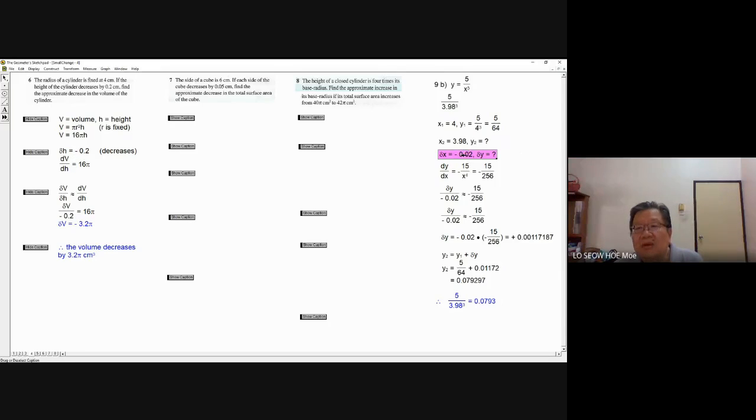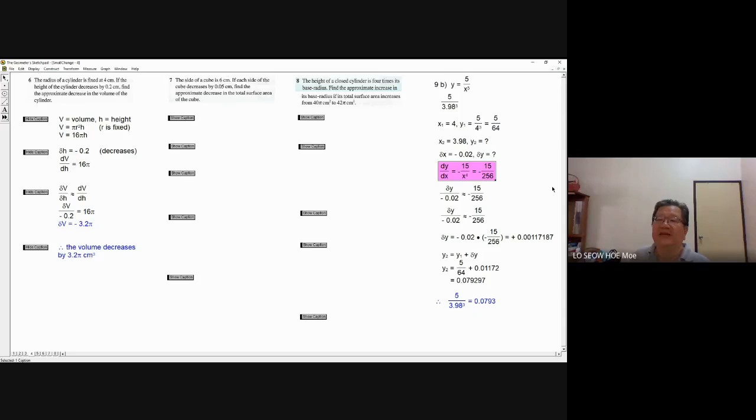Here, they don't tell you decrease or increase, but you have to use x2 minus x1, not x1 minus x2. If you use x1 minus x2, you won't get a negative answer. Okay, so now you know the value of delta x, and you have to find delta y. To do that, you have to differentiate dy over dx.